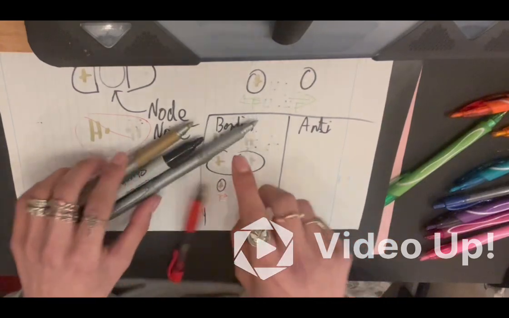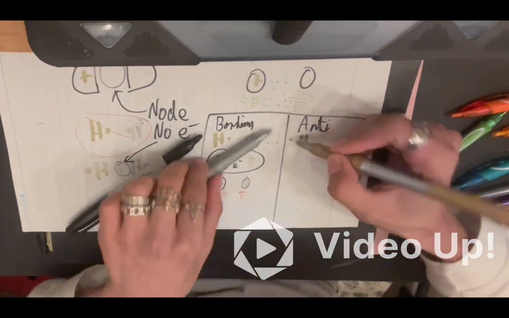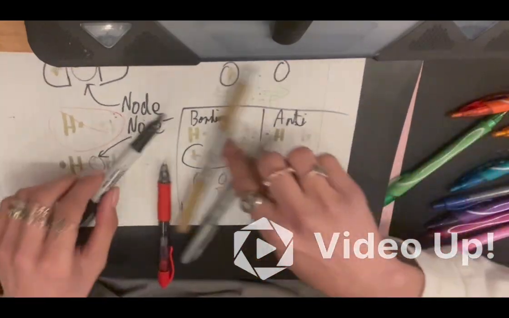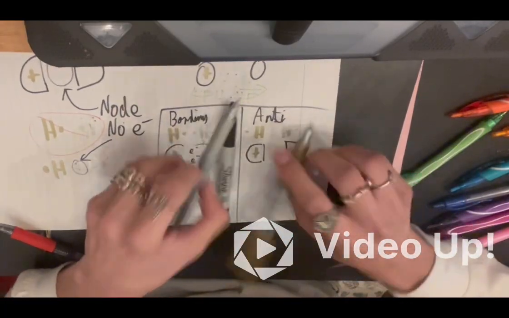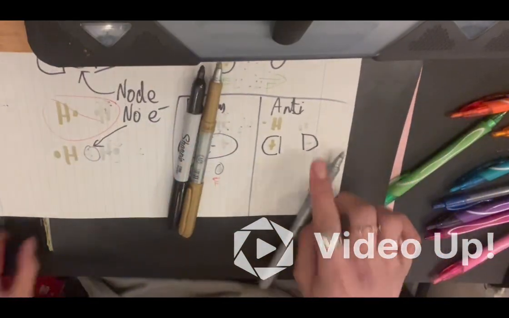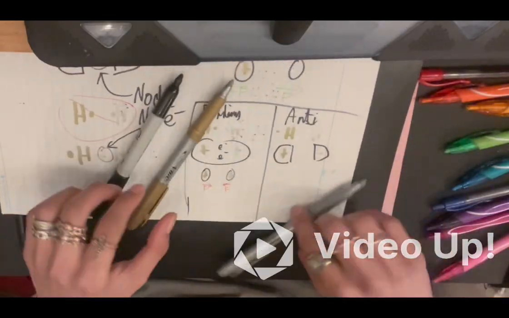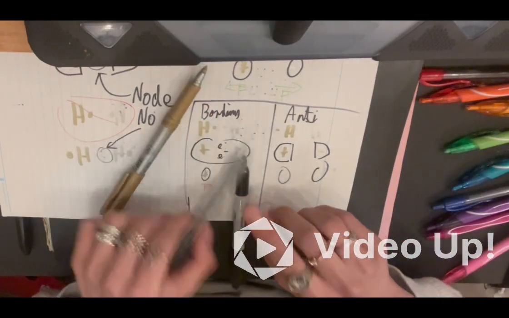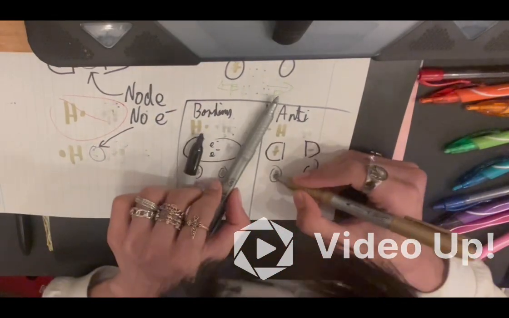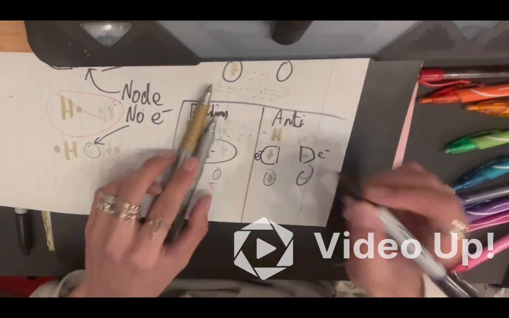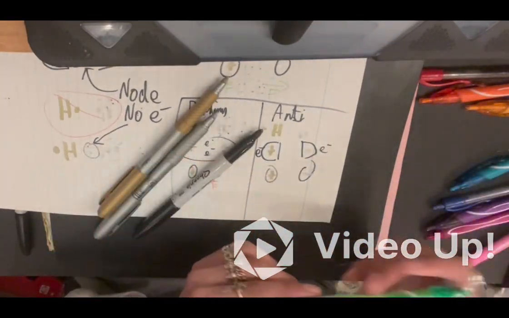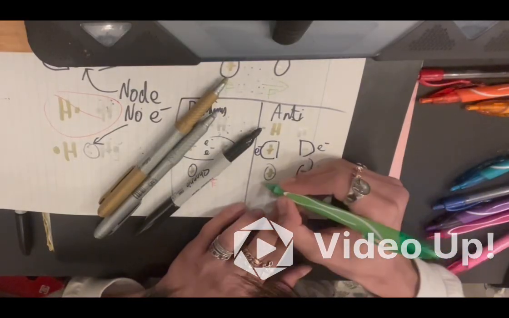When we do anti-bonding, however, their electrons are on the outside, like this. And they're going to come together, and they're going to have a node in the middle, just like that. Their electrons are going to be on the outside, like this, because of the nodes. And their net force is going to be repulsion from each other.